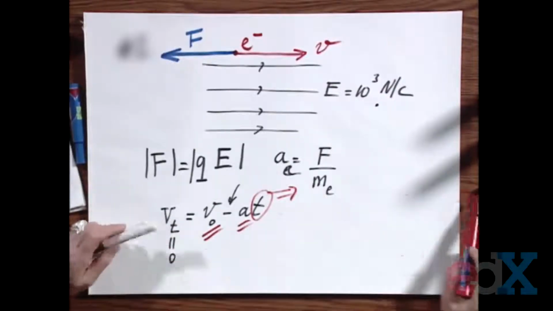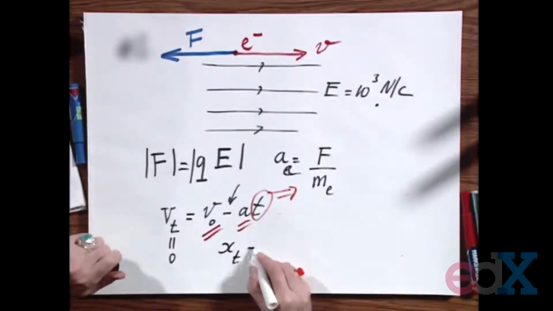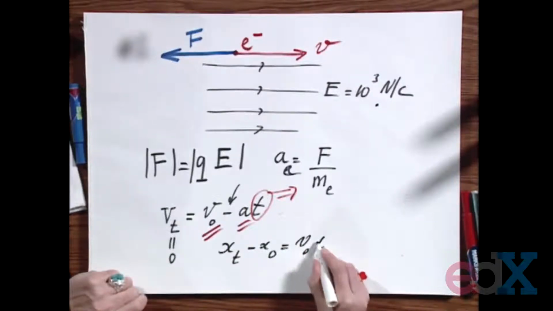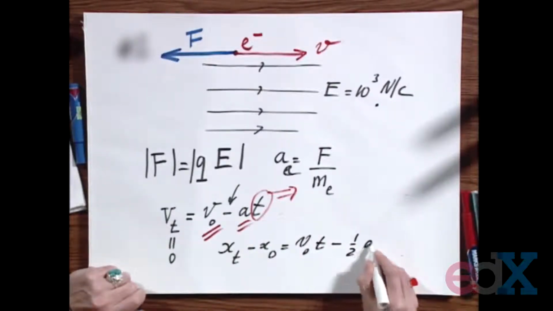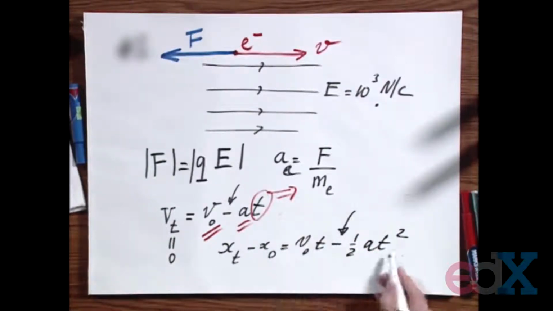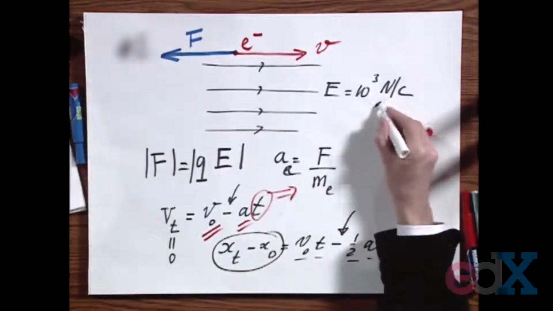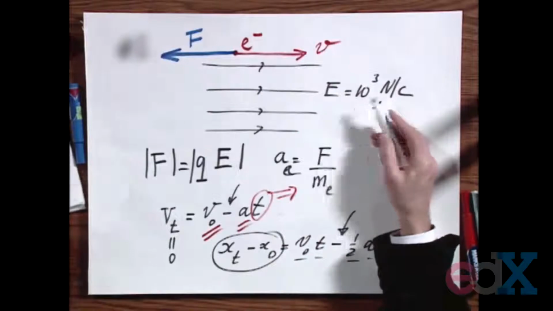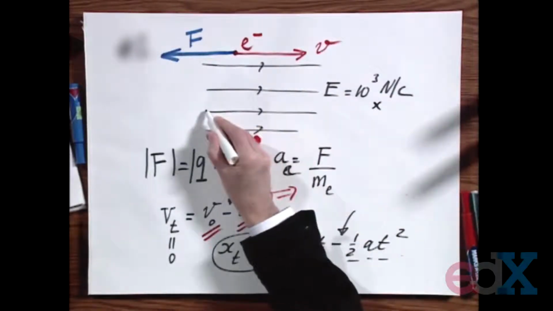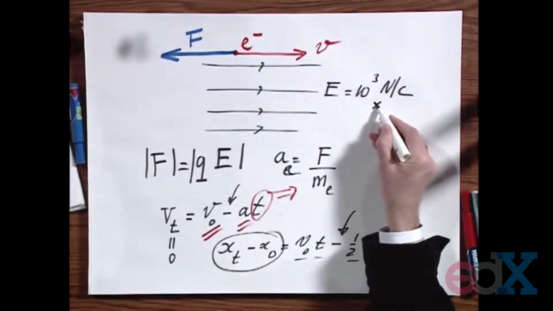And if you now want to know how far it travels, again, 801, x at time t minus x at time 0 equals V0t minus 1/2 AT squared. The minus sign takes into account the deceleration. You know all these quantities, and so you can calculate the distance that it travels until it comes to a halt. Of course, the force will continue to be in this direction, and so it will return in exactly the same time that it took to come to a halt.